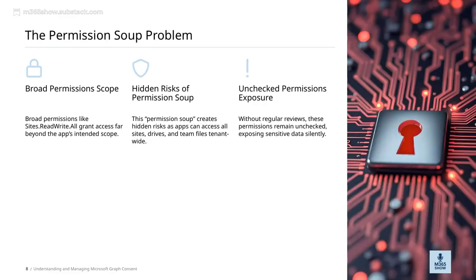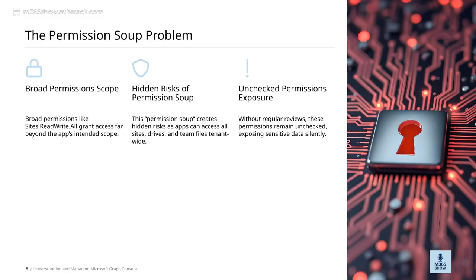Let's talk about the permission soup problem. Understanding and managing Microsoft Graph Consent is crucial here. If we don't regularly review the permissions we've granted, they can stay unchecked and expose sensitive data silently. This unchecked permissions exposure creates a real risk, because apps can access all sites, drives, and team files across the entire tenant without us even realizing it.